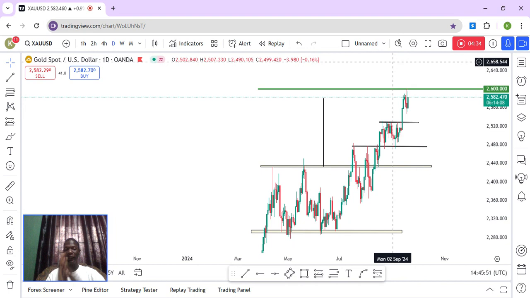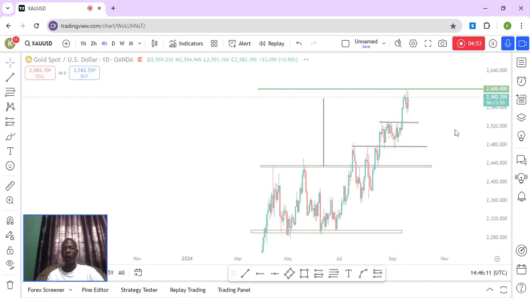But if the market doesn't break it and is rejected at the previous high, which in this case would be a double top, then we'll know it is time for us to chill and see what the market is about to do. But in this case, the market hasn't done any of that. So what we just have to do is wait for a pullback.